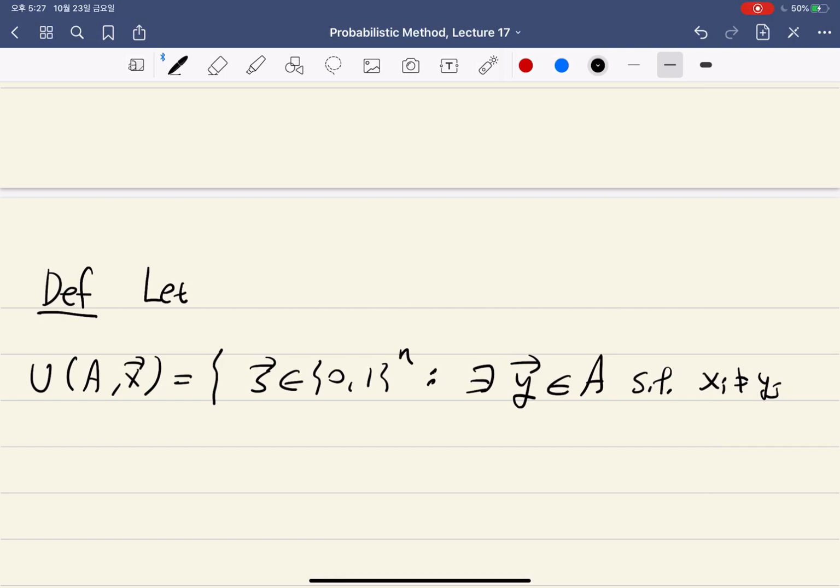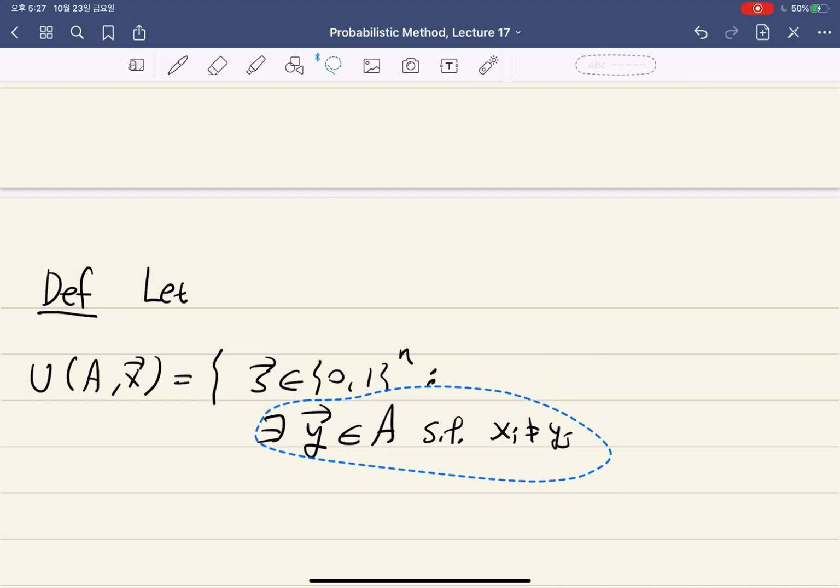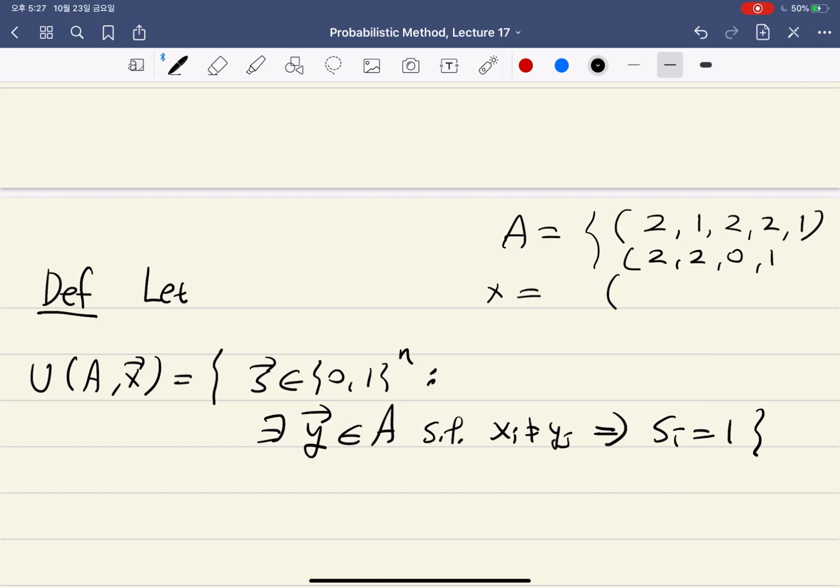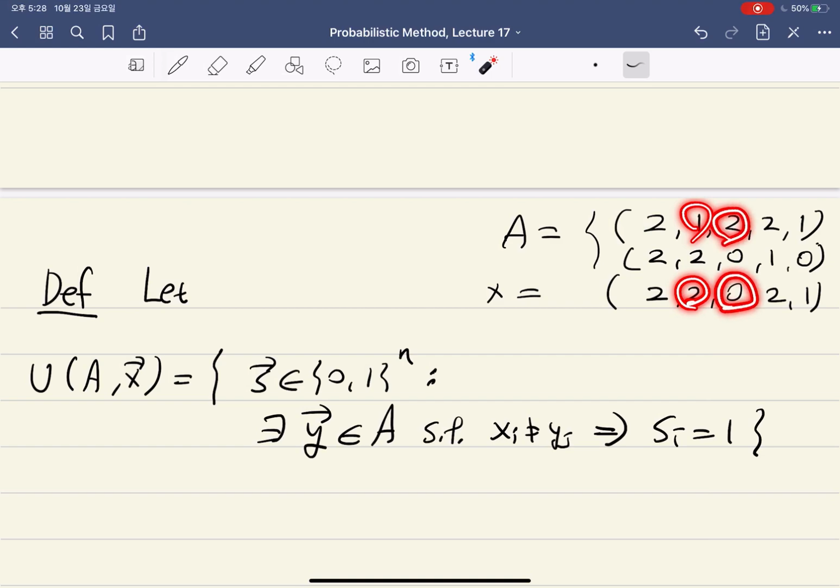So what we do is this. Let's write it in the next line. This implies that s_i is 1. So let's say A consists of, say, 2, 1, 2, 2, 1, and X is, let's say, 2, 2, 0, 1, 0. And Y is, say, 2, 2, 0, 2, 1. So if we choose this Y and this X, then it's different on the second coordinate and third coordinate.